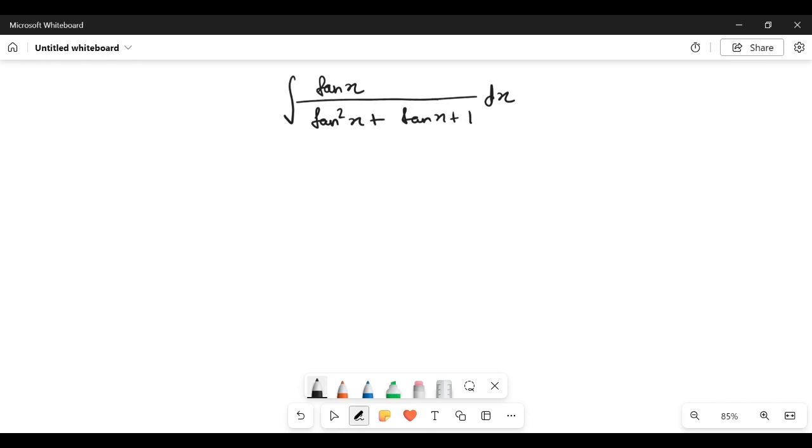So today we have a problem on integration and it involves some trigonometric functions. So let's jump to the problem itself. The problem says: integration of tan x by tan square x plus tan x plus 1 dx. That's what we have to evaluate, right? So how are we going to approach it?